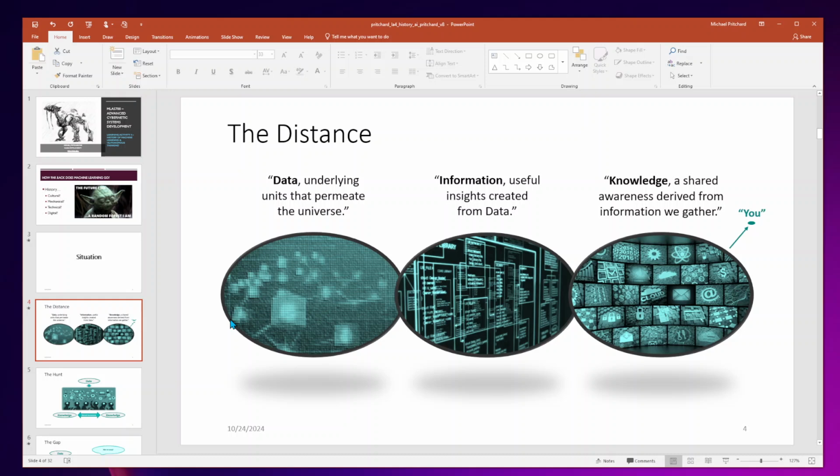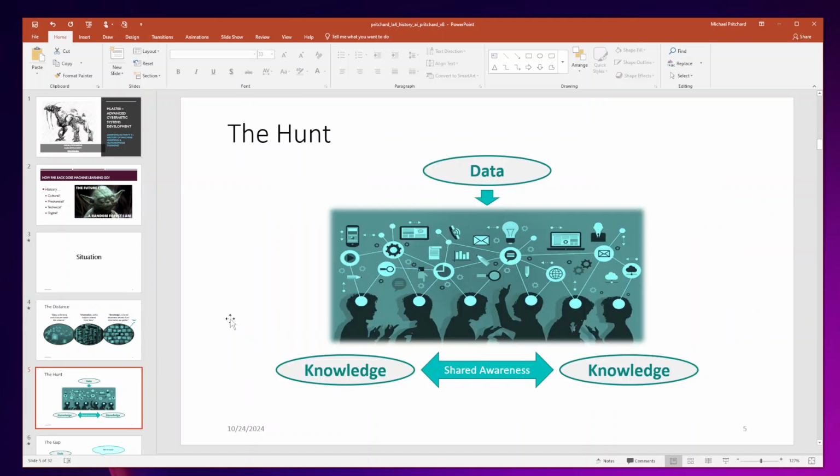And when that information is put together, it creates this shared awareness that we call knowledge. When we look up at the sky and see blue, and we all agree that it's blue, we take that data, we take that information, and we communicate amongst each other, and we create a shared awareness of what this knowledge is. That's how we get this continuum of information. And there's this distance that is important. It really is an important aspect of what we're talking about when it comes to machine learning and artificial intelligence.